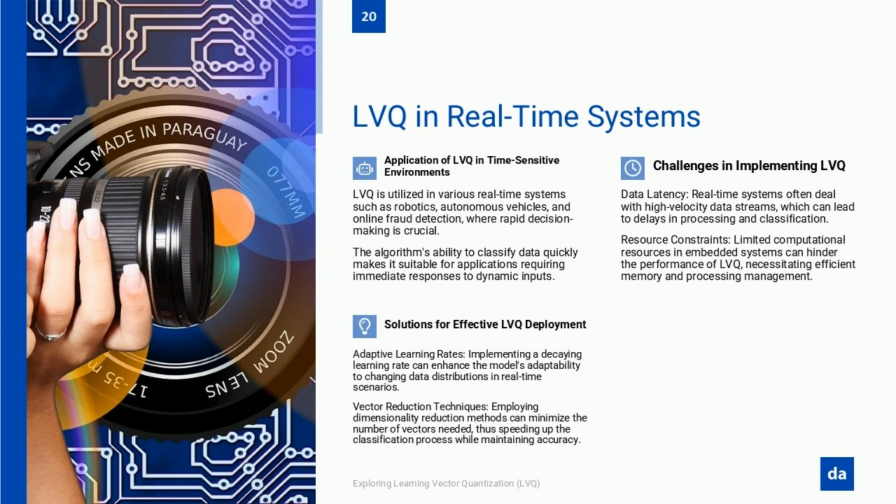Let's talk fraud detection. Banks and financial institutions process millions of transactions per second. Spotting fraudulent activity in real time is crucial to prevent financial losses. LVQ helps by learning patterns of fraudulent behavior, detecting unusual spending habits, high-risk locations, and suspicious transactions instantly. And because LVQ continuously adjusts its representative vectors, it can adapt to new fraud techniques without needing to store and compare billions of past transactions.